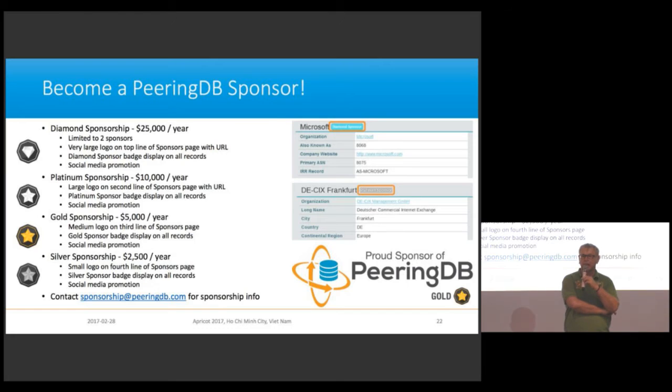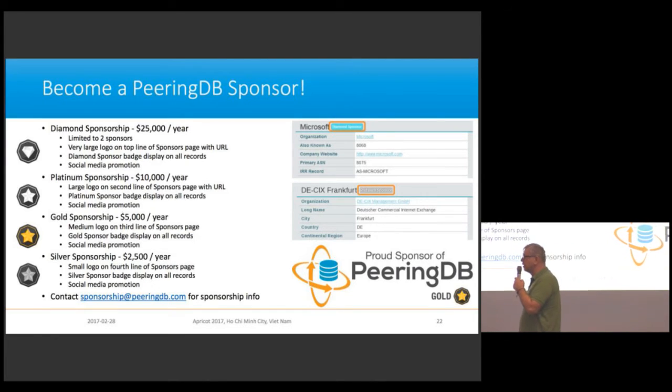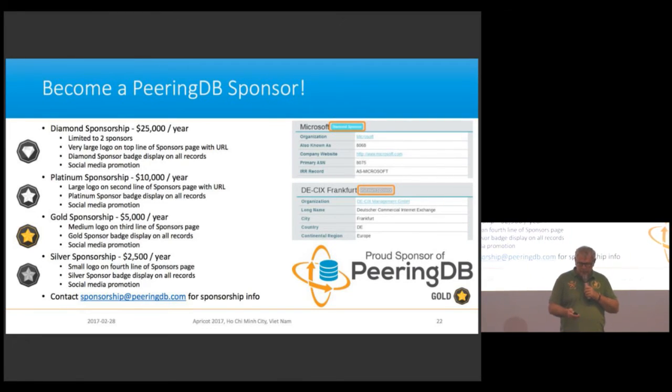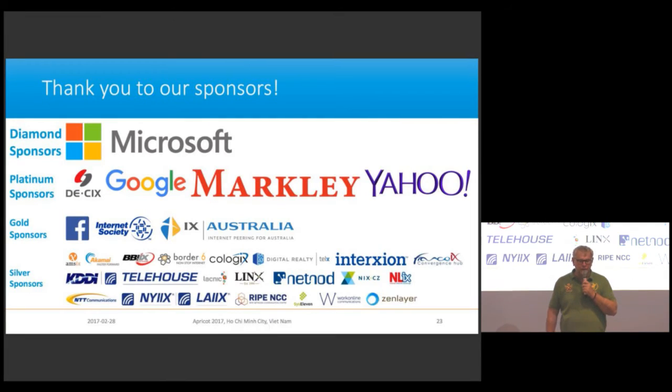And we finance this by sponsoring only. We have different sponsor categories. This is diamond, platinum, gold, and silver. The sponsorship always holds for 1 year. And if you're interested, please sponsor PeeringDB. It starts as low as $2,500 per year. This is a list of our valued sponsors.